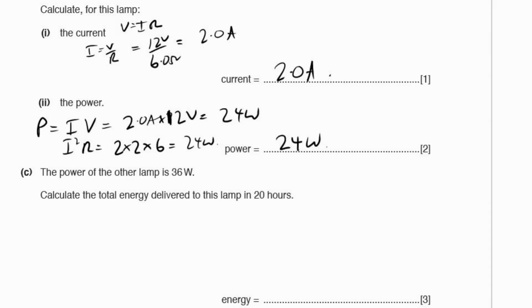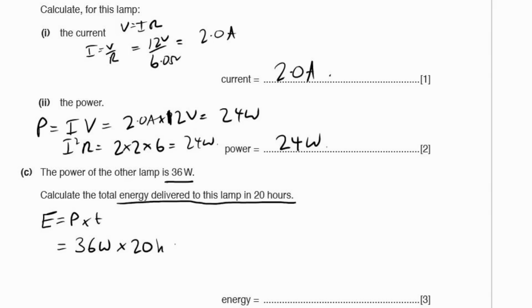Calculate the total energy delivered to this lamp in 20 hours. Alright, 36 watts, the energy delivered to this second lamp in a time of 20 hours. Well, normally we'd start by calculating the power, but in this case I've already given us the power. So energy equals power times time. Okay, so we have 36 watts times a time of 20 hours, but we don't measure that in hours, we measure it in seconds for our units here, because watts are joules per second.